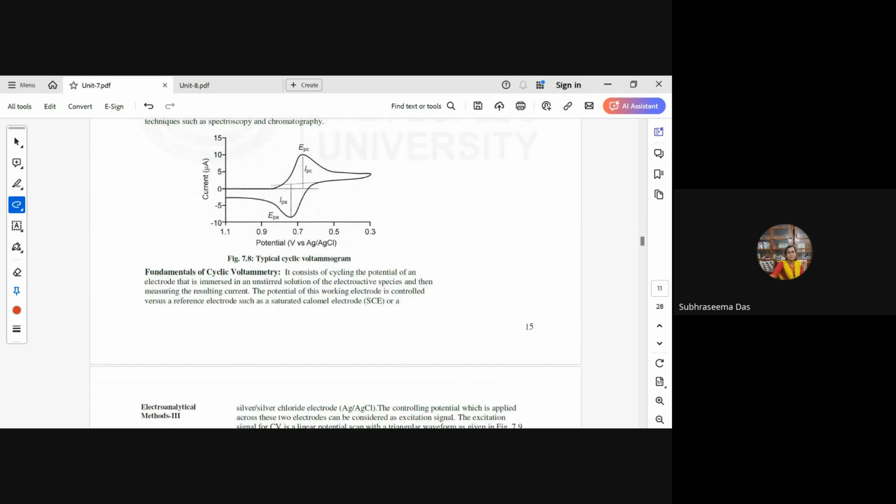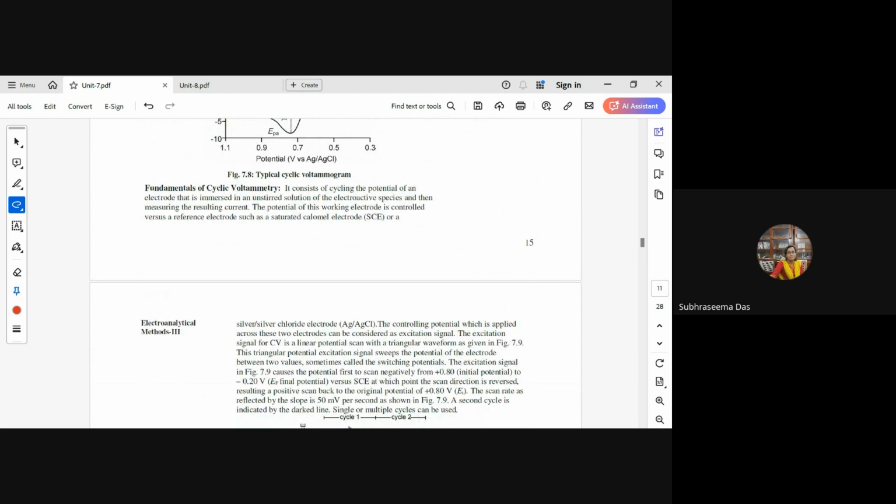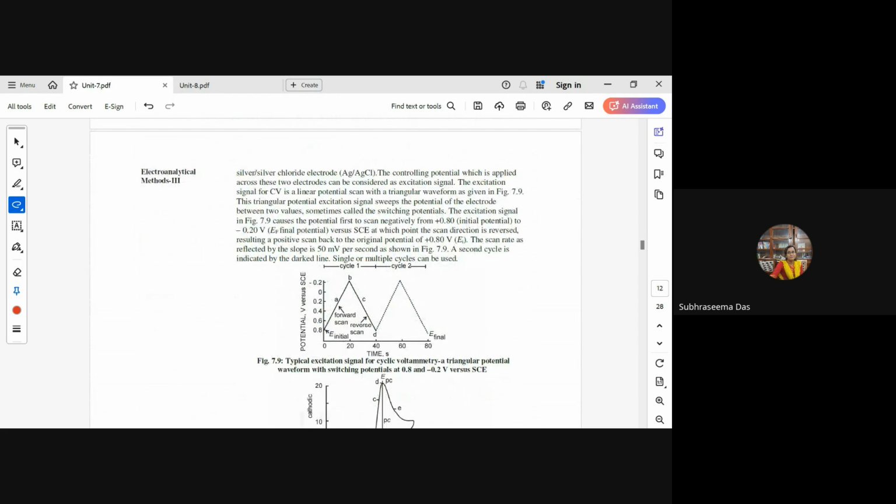The fundamentals of CV consist of cycling the potential of an electrode that is immersed in an unstirred solution of an electroactive species, and then measuring the resulting current. The potential of the working electrode is controlled versus a reference electrode such as an SCE or a silver chloride electrode. The controlling potential applied across these two electrodes is considered the excitation signal. The excitation signal for CV is a linear potential with a triangular waveform, as shown in figure 7.3.